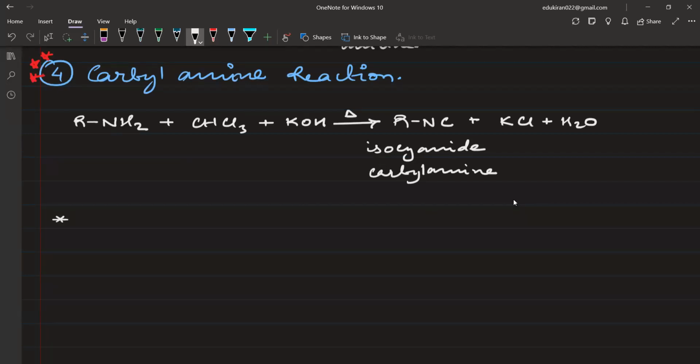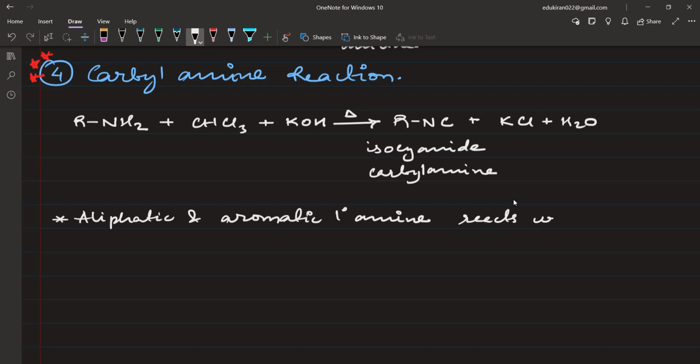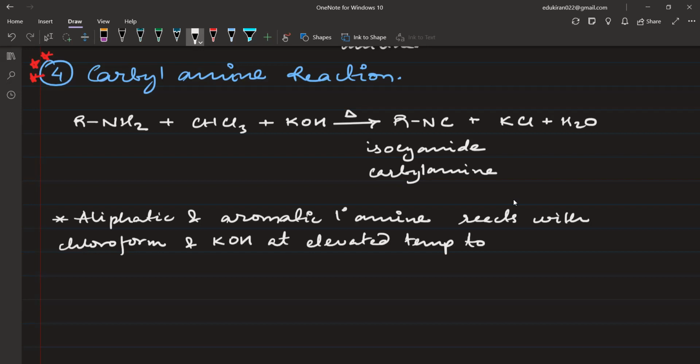Okay. Please write aliphatic and aromatic 1 degree amine reacts with chloroform and KOH at elevated temperature to form isocyanide. Right, next.